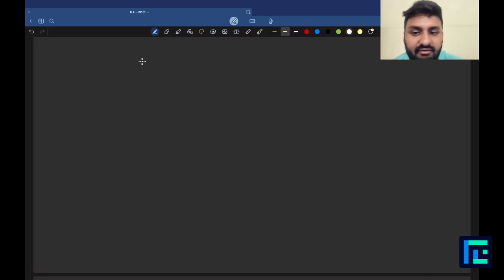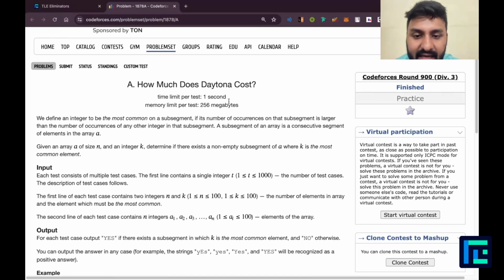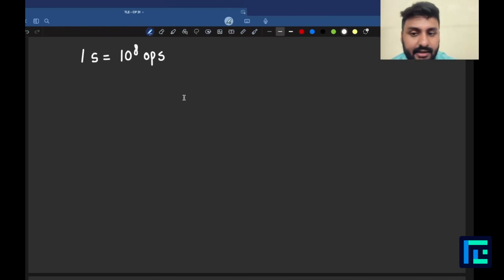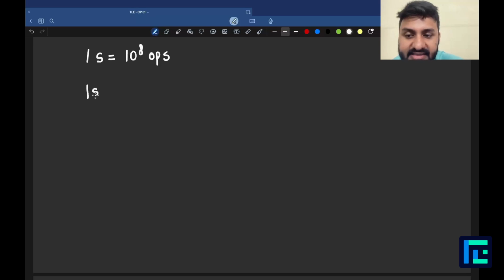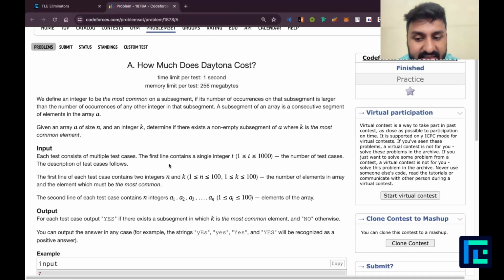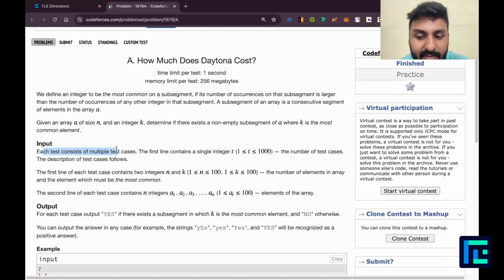I know that in 1 second, I am allowed 10 power 8 elementary operations. It has been given that the time limit per test is 1 second. So in 1 second, I can run one test, which means I can run 10 power 8 operations. Now, each test consists of multiple test cases, and that number of test cases is T, which can go up to the order of 10 power 3.